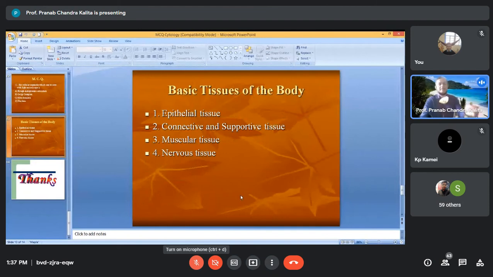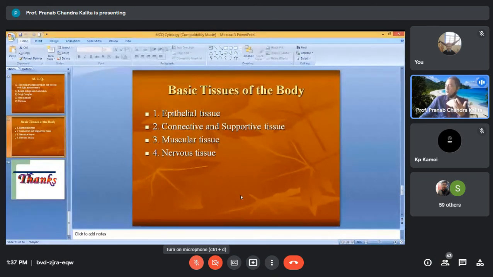Now the next slide. Next you will be dealing with the tissues of the body. There are 4 basic tissues in our body. The entire body is made up of cells, which form tissues: similar cells performing similar functions form tissues. The 4 basic tissues are the epithelial tissue or epithelium, connective and supportive tissues, muscular tissue, and nervous tissue.